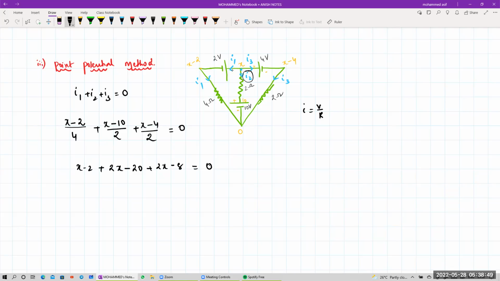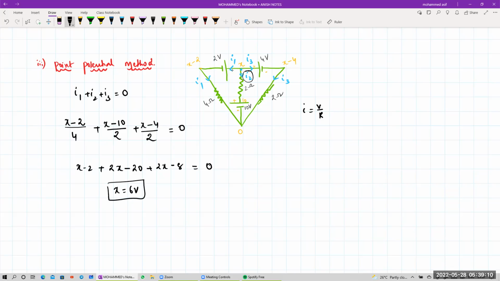x equal to 6 comes. x is equal to 6 volts. This x potential that I have got is nothing but 6 volts.